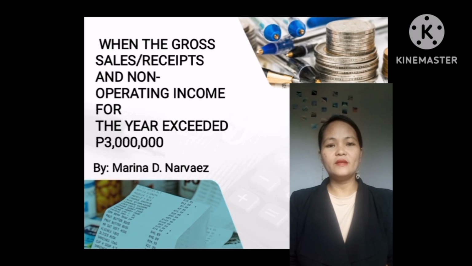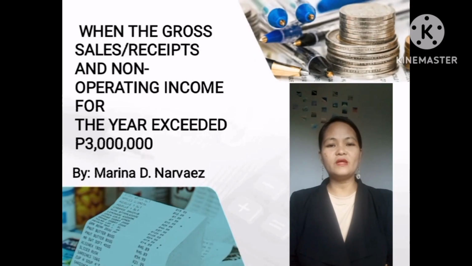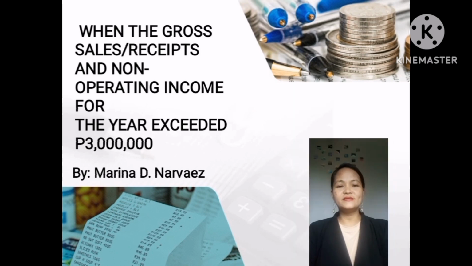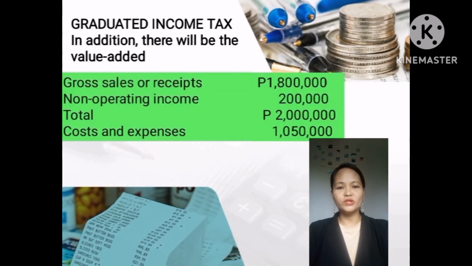Good day everyone, I am Marina D. Narvaez and my topic for today is about the rules on the self-employed or professional when the gross receipts, gross sales, or non-operating income for the year exceeded 3 million pesos. So since na-discuss na ng ating previous reporter ang formula ng pag-compute sa 8% tax at graduated tax, i-discuss ko na lang dito yung illustration sa ating module.